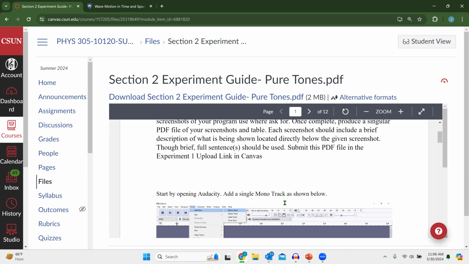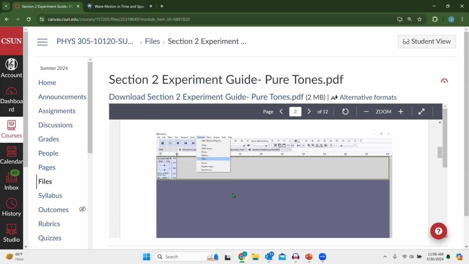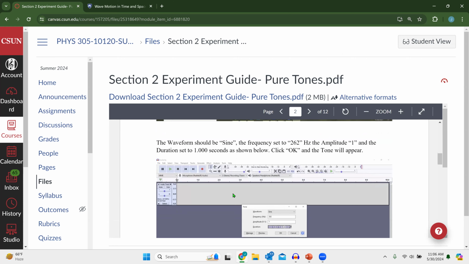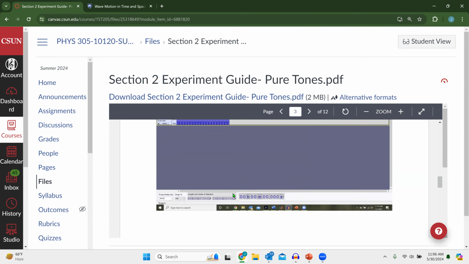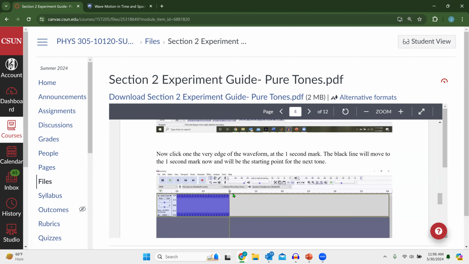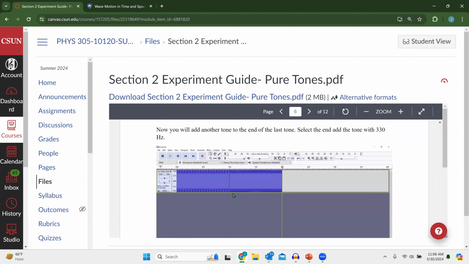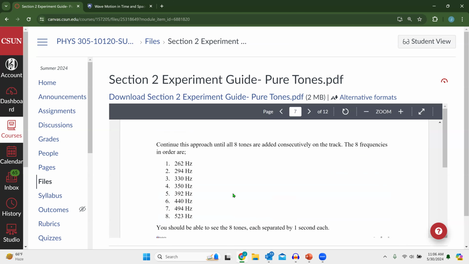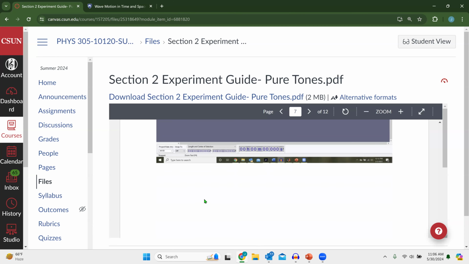So I'm going to show you this specifically, but it kind of goes through, hey, open up Audacity, produce a mono track, a blank track. You're going to add some stuff in, 262 hertz. This isn't all written out, but it goes through and shows you things. All right, step by step. But in the end, you're going to continue. You're going to produce 8 tones here linked all together.